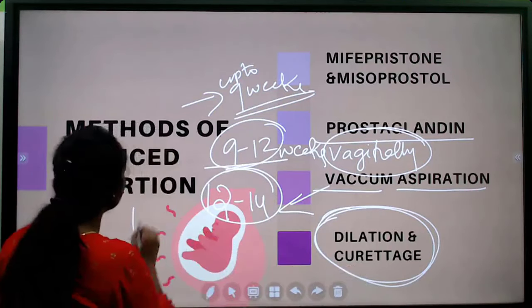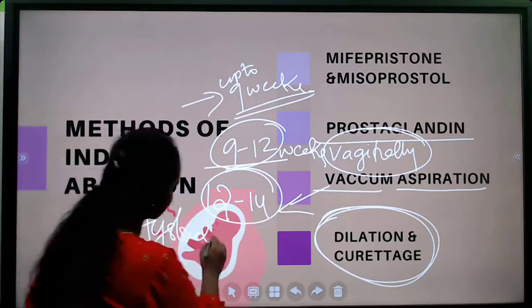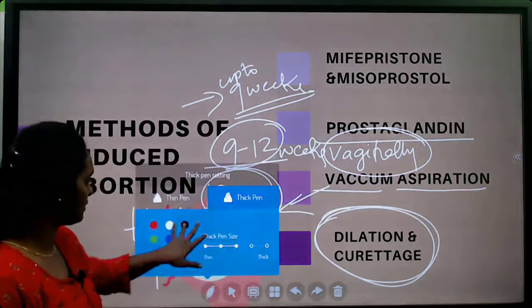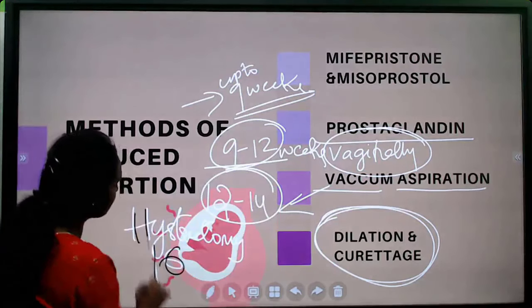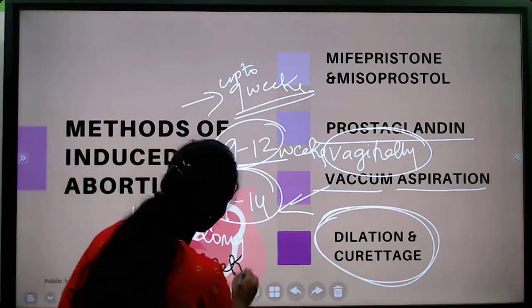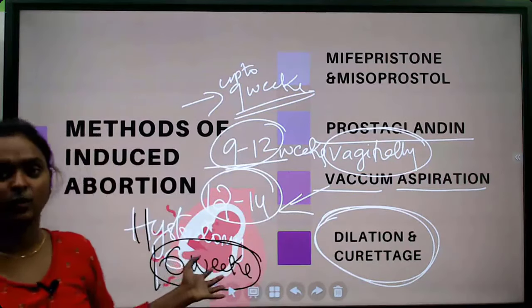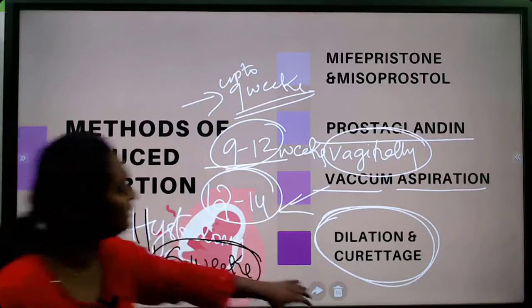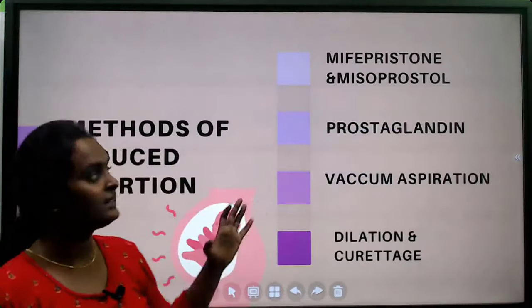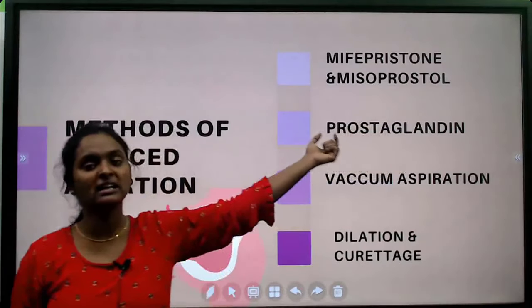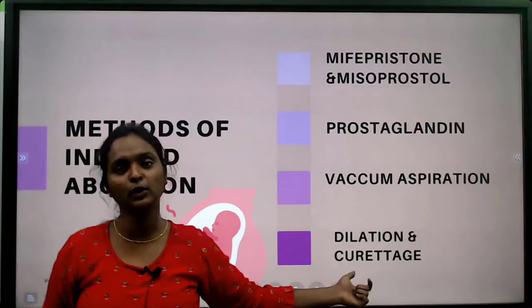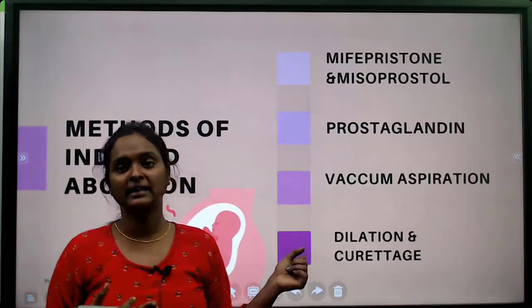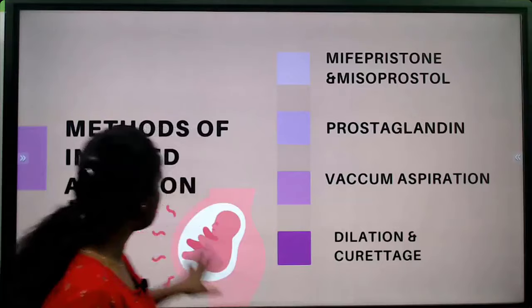And hysterectomy we also prefer. One more is the hysterectomy: at 16 weeks of gestational age, we will prefer this. And saline infusions are also done to terminate the pregnancy. So these are the different methods: mifepristone, misoprostol, prostaglandin, vacuum aspiration, dilation and curettage, hysterectomy and saline infusions. These are the different induced methods under abortion.